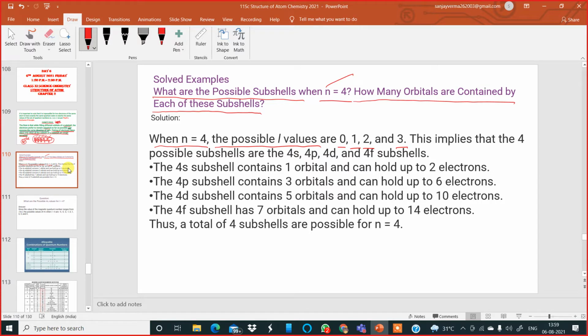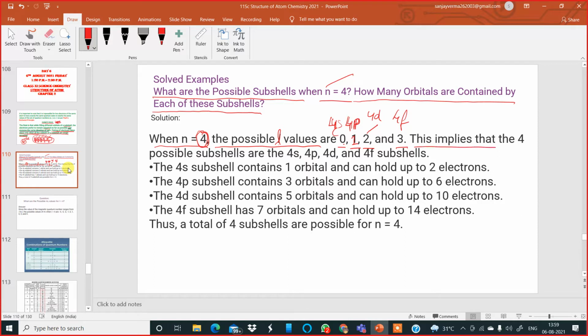Okay. For 0, we know there is the 4s orbital. For 1, we know there is the 4p orbital. Whenever the value of L is 0, it is an s orbital, but the principal quantum number is 4. That's why you put 4 in the front. For the value of L equal to 1, it is the p subshell. Principal quantum number is 4. That's why we write over there 4p. Similarly, 2, that is 4d. Then we have 4f. So this is how you should get the possible subshells for a given principal quantum number.